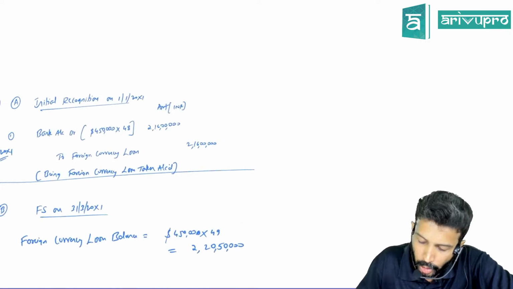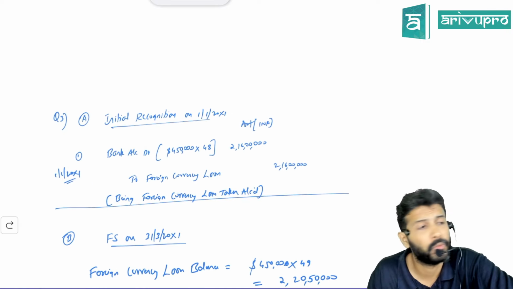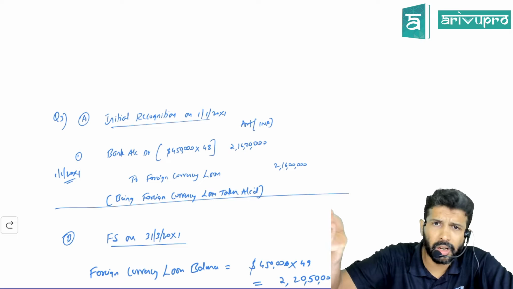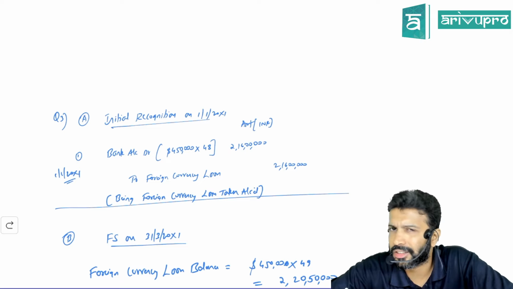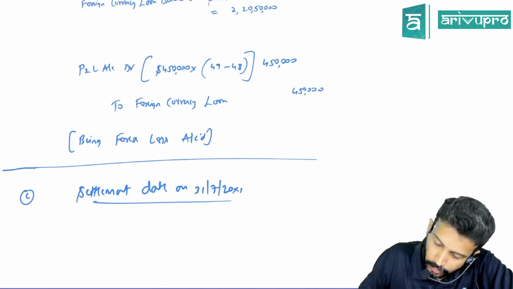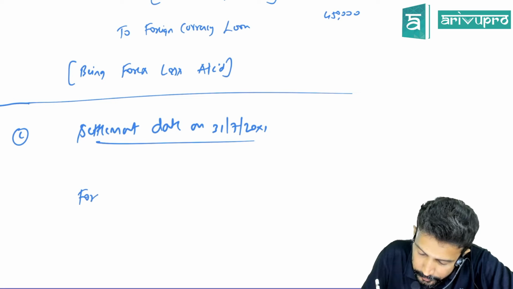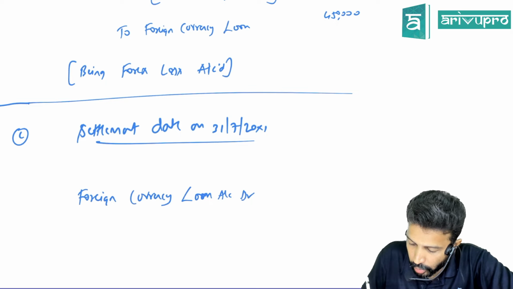So when you took the loan, the journal entry was bank account debit to foreign currency loan. When you repay, it is the reverse: the loan as a liability should be closed. Liability has a credit balance, so to close it, we have to debit. So the journal entry will be foreign currency loan account debit to.